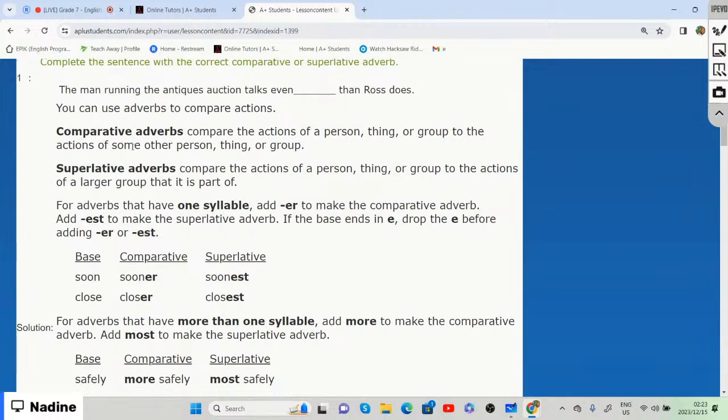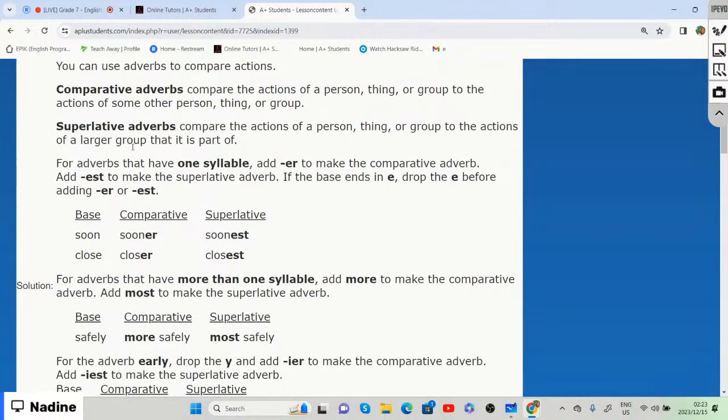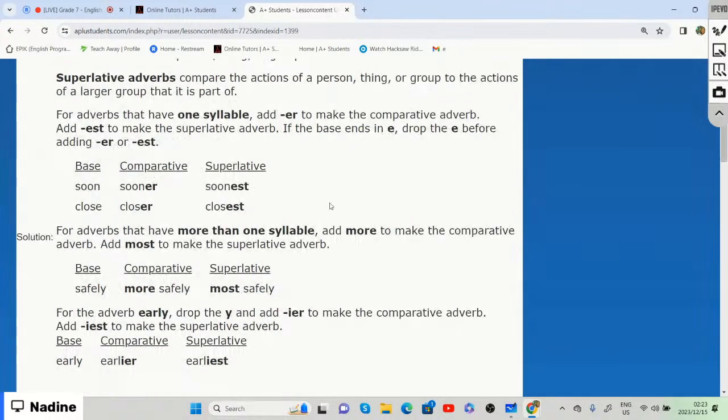And for adverbs that have more than one syllable, we add more to make the comparative adverb, and we add most to make it a superlative. So this is only when you have two or more syllables within a word.